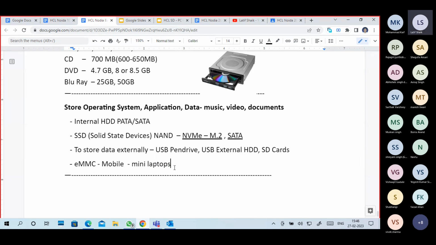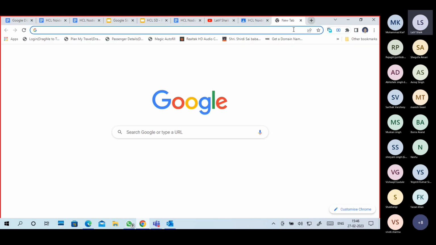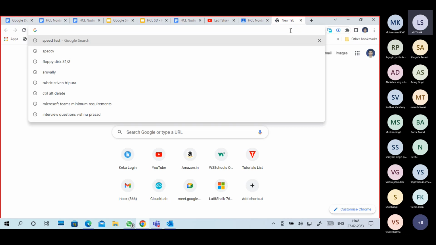Okay, the last one is different: eMMC. This is a storage which is well known to everyone, but we don't know the name.